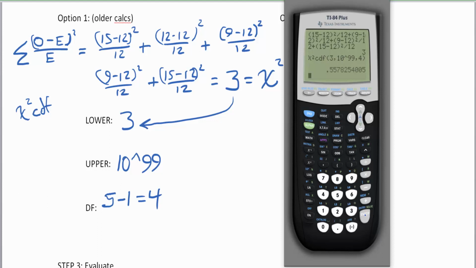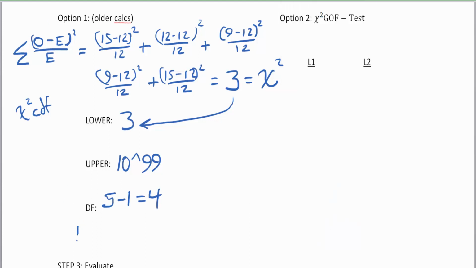And then you hit enter one more time, and this gives you your p-value, your percent value chance of this happening. And the 0.5578 is the percentage value. So let me write that down here. P-value equals 0.5578. Now, is there an easier way to do this?